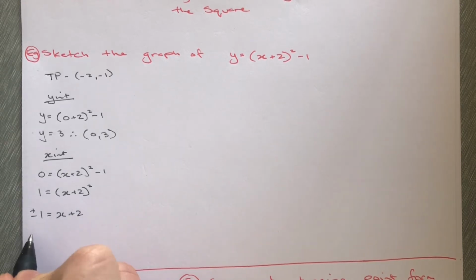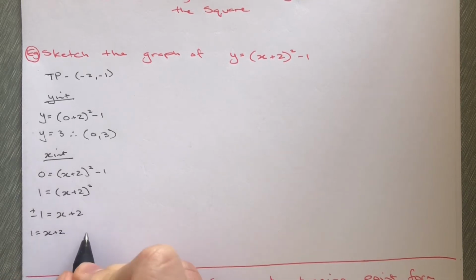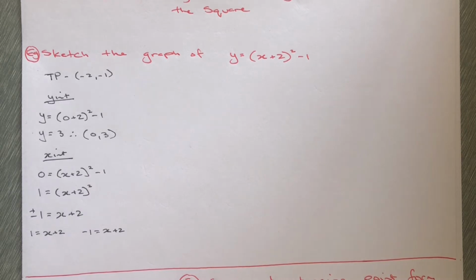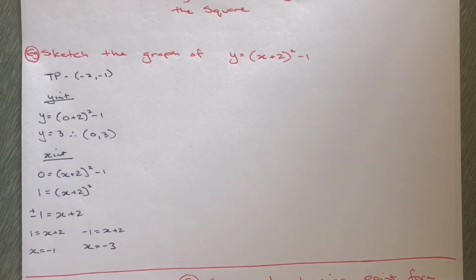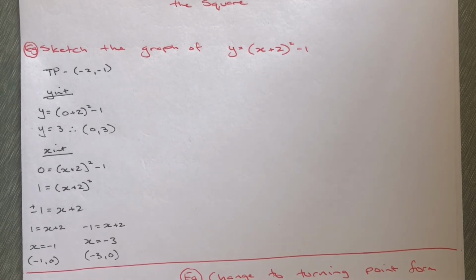So I'm going to split this up so it's easy to see. 1 equals x plus 2, and we've also got -1 equals x plus 2. Let's solve these little equations to work out what x is. With this one, x equals -1, and over here x equals -3. Again, I want to show them as coordinates. So (-1, 0) and (-3, 0). What I've done over here is put together all the information we need to be able to sketch the graph.